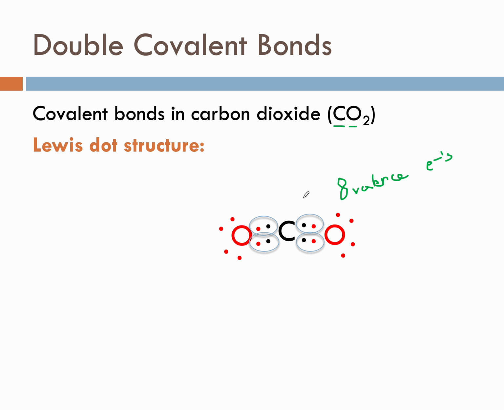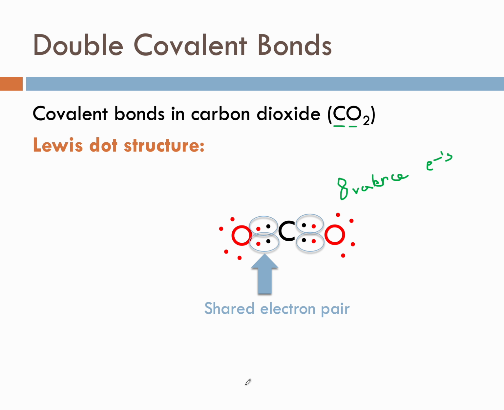And I have 8 valence electrons around the carbon: 1, 2, 3, 4, 5, 6, 7, 8. And 8 around oxygen: 1, 2, 3, 4, 5, 6, 7, 8. Everybody has 8 valence electrons. Everybody's stable. So carbon dioxide is happy.